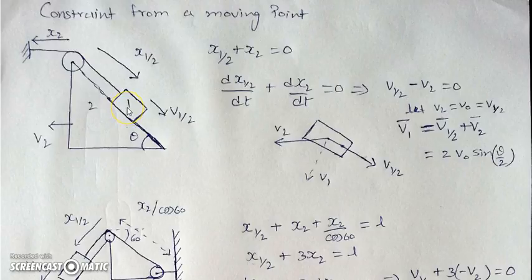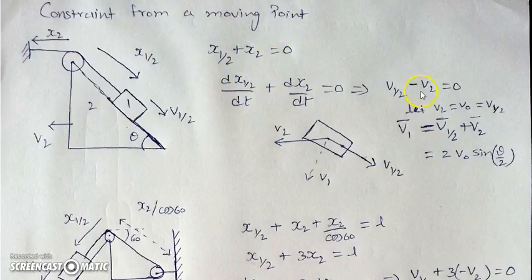When one block moves over a wedge, then these types of constraints are quite famous. So in this constraint, we have to form this constraint from this point, which is on wedge number 2. So this will be the location of block 1, x1 with respect to 2. This is the location of block 1 with respect to 2, and this distance is x2. So the length of the string can be the sum of these two distances.